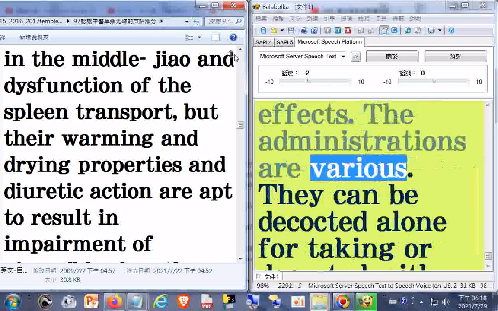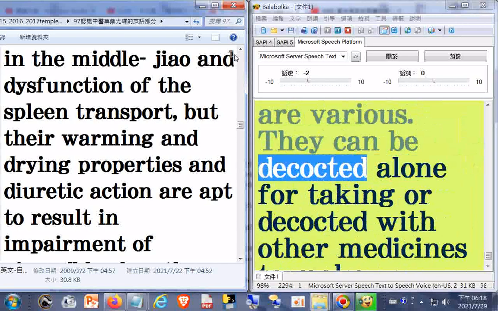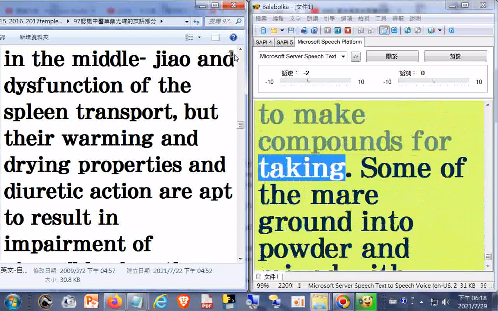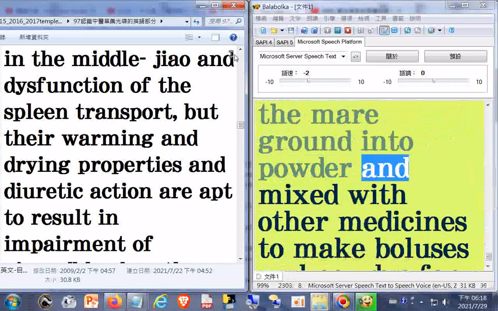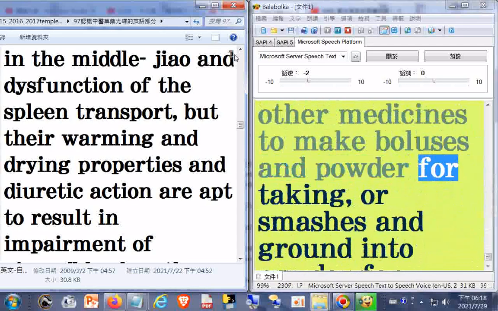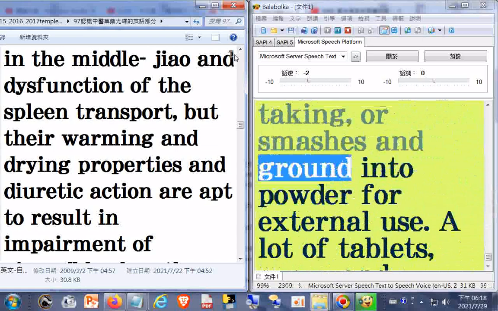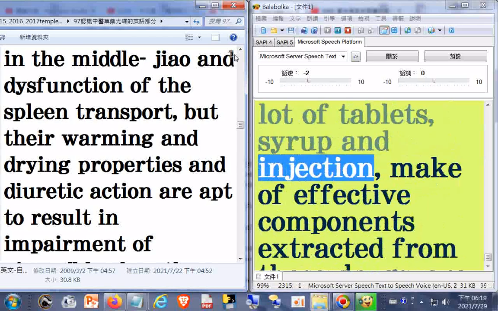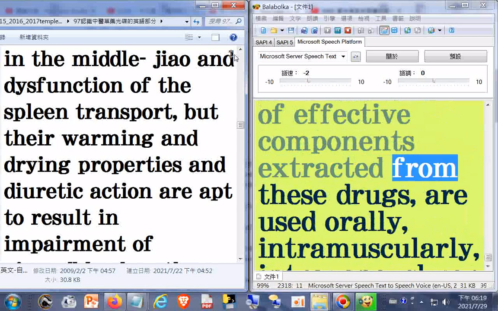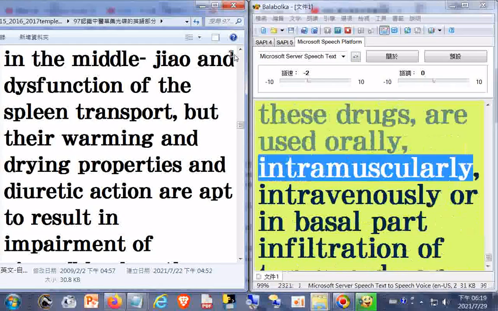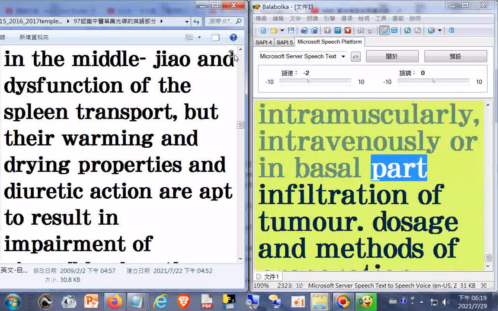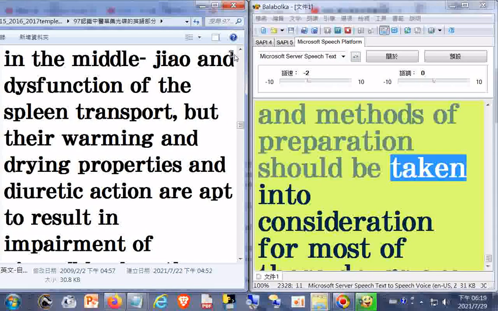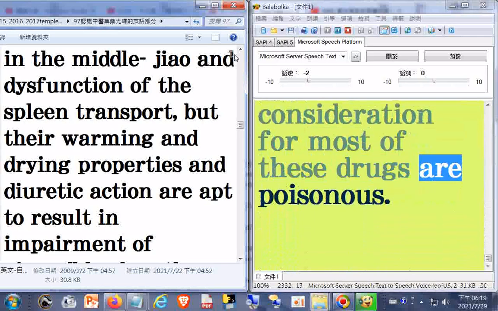The administrations are various. They can be decocted alone for taking or decocted with other medicines to make compounds for taking. Some of them are ground into powder and mixed with other medicines to make boluses and powder for taking, or smashed and ground into powder for external use. A lot of tablets, syrup, and injection, made of effective components extracted from these drugs, are used orally, intramuscularly, intravenously, or in basal part infiltration of tumor. Dosage and methods of preparation should be taken into consideration, for most of these drugs are poisonous.